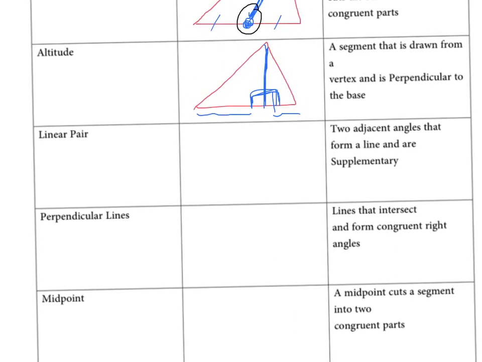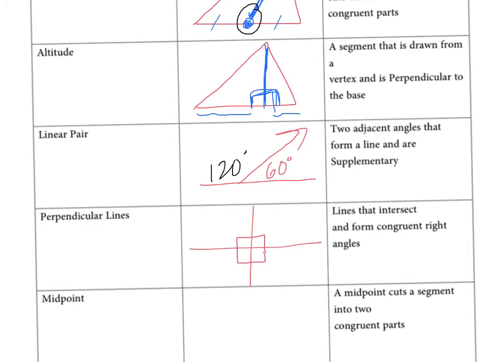Okay, the next one, a linear pair. Two adjacent angles that form a line and are supplementary. So if I told you that this was 60 degrees, we would automatically know that this was 120 degrees. The next one, perpendicular lines. Lines that intersect and form congruent right angles. Technically, there are 4 right angles right here. Typically, we only label one of them, by putting a little square in the corner there.